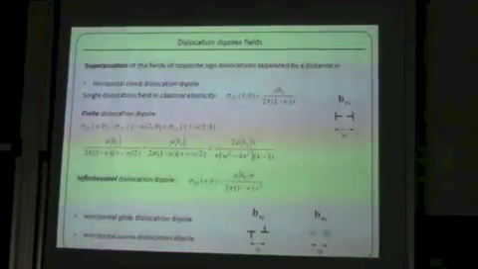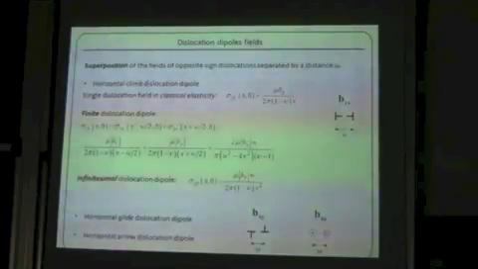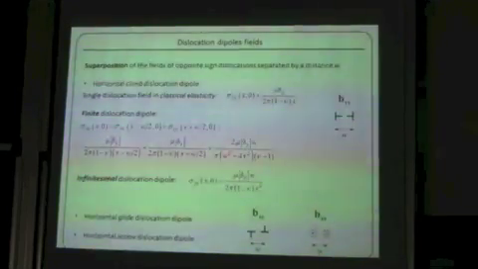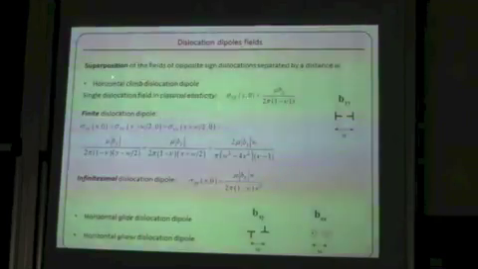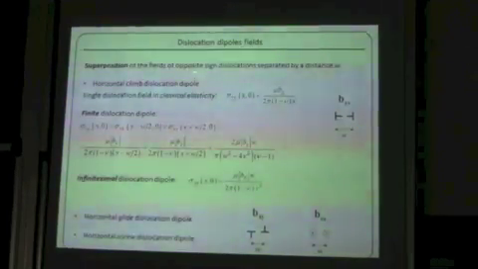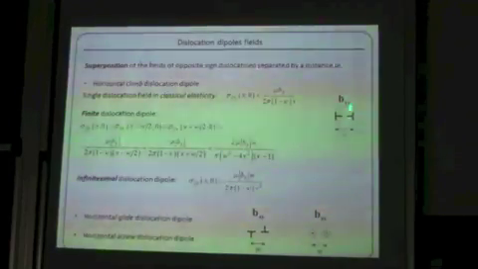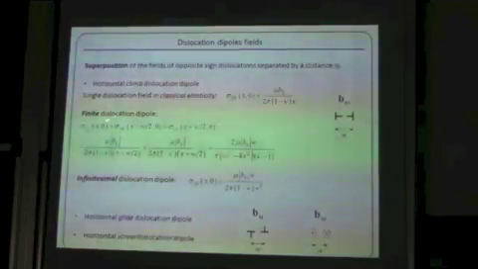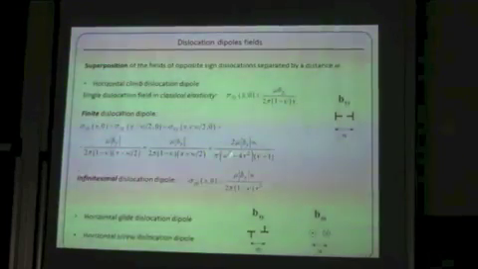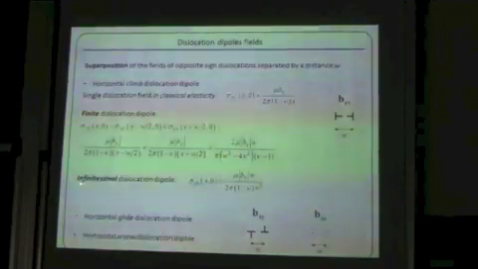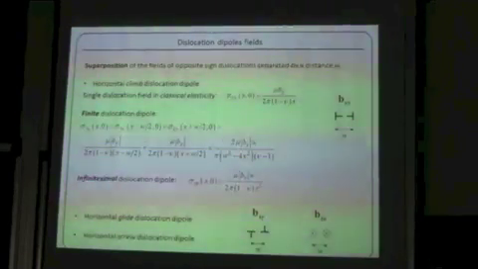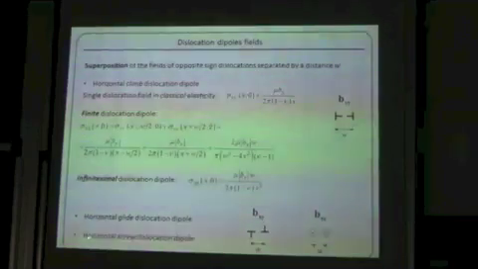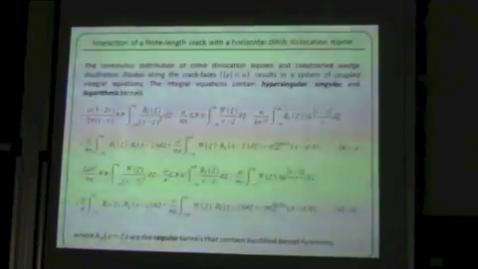So the first thing was to obtain these fields in couple stress elasticity for both the infinitesimal and the finite dislocation dipoles. So these fields are obtained by the superposition of opposite sign dislocations separated by a distance, namely W here. And this is an example from classical theory of elasticity. In the finite dislocation dipole, this term here remains, where in the infinitesimal it vanishes. And also we have to obtain the same fields for a glide, a horizontal glide, and the horizontal screw dislocation dipoles.